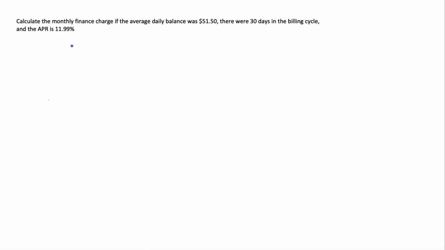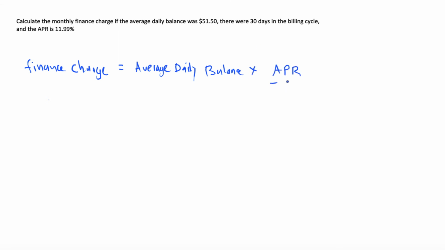So in order to calculate that, we need to know the formula for this. So the finance charge, we need a couple values here. It's going to be the average daily balance, whatever it is. So I'll take the average daily balance, I'll multiply that by the APR, or the interest rate divided by 365, and then I'll multiply that by the number of days in this billing cycle.